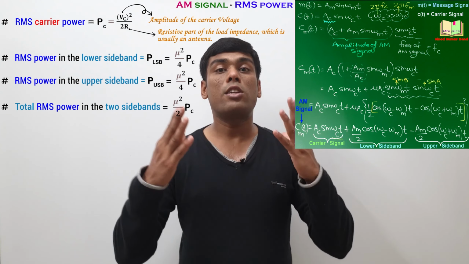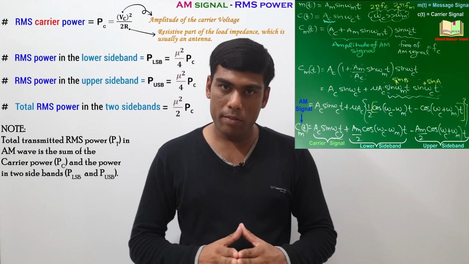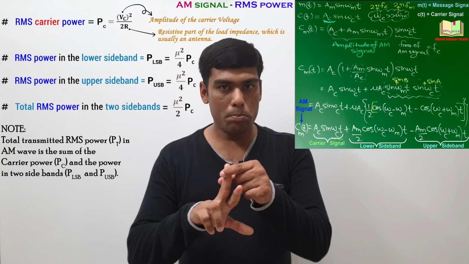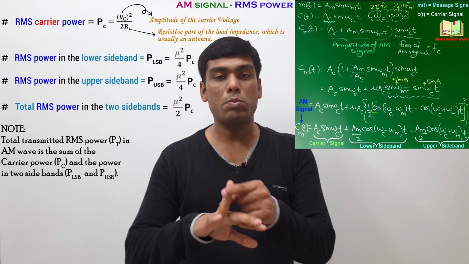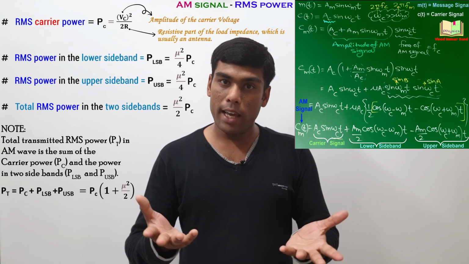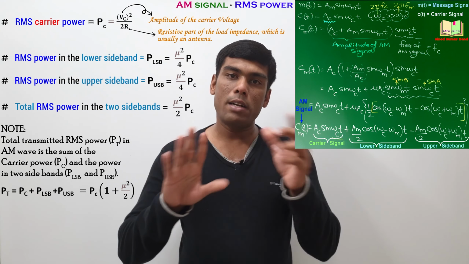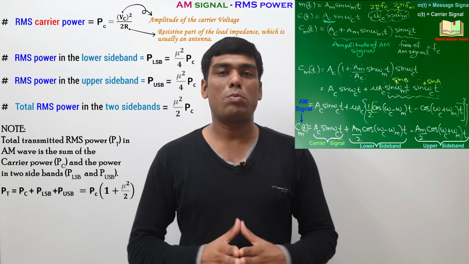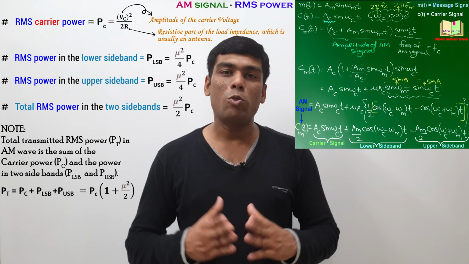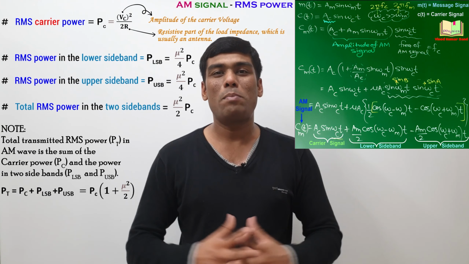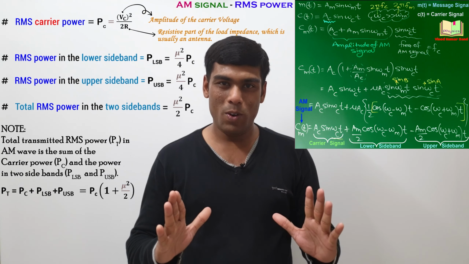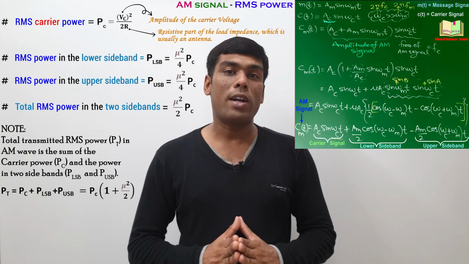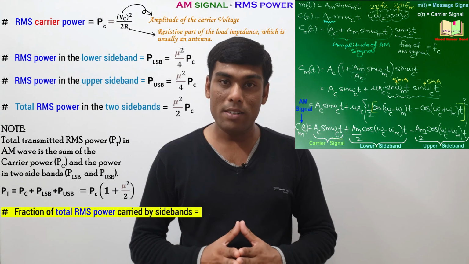If we want the total RMS power of the AM wave, it will be equal to PC plus P LSB plus P USB, means the power of the carrier wave plus the power of lower sideband plus the power of the upper sideband, which gives us the expression P total is equal to PC multiplied with 1 plus mu square by 2. Got it?